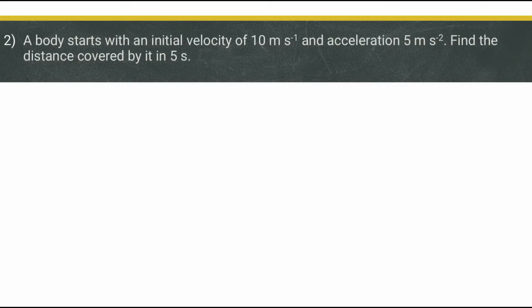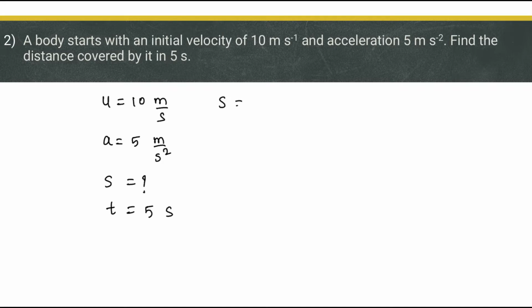Next question. A body starts with an initial velocity of 10 meter per second and acceleration 5 meter per second square. Find the distance covered by it in 5 seconds. So here initial velocity is given 10 meter per second. Acceleration is also given 5 meter per second square. We want to find out the distance covered, that is S, in 5 seconds. So t is equal to 5 seconds.